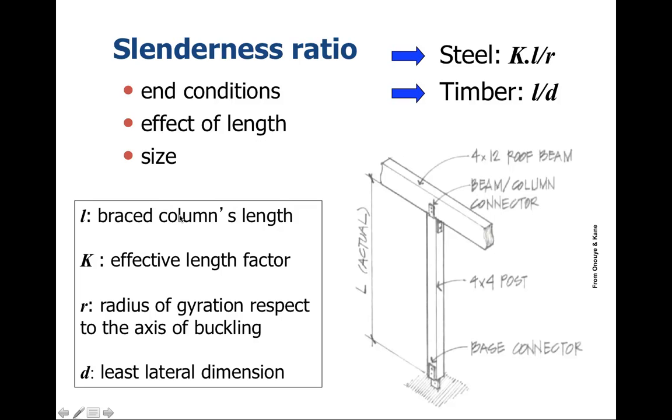So we have L, the unbraced column length. We have K, which is the effective length factor. R is another point that comes into it, R being the radius of gyration with respect to the axis of buckling, and D is equal to the least lateral dimension. Okay, so here's an example of our column, a 4x4 column, and say it's carrying this load. Some of the considerations are how is it fixed at the bottom, and also how is it fixed at the top.